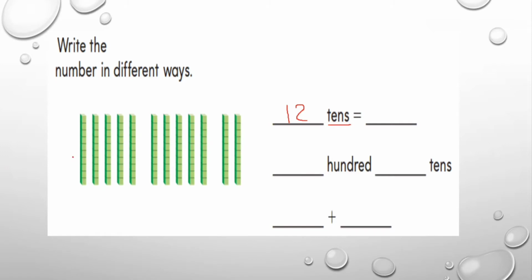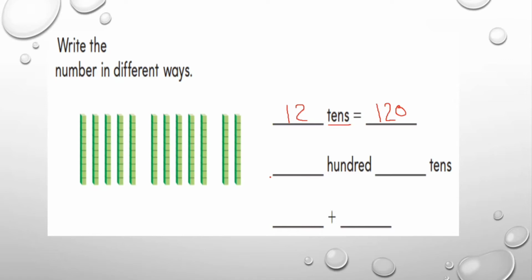Or we can count by 10 like that. We know each line represents 10, so it will be 10, 20, 30. So we jump 10 because each line represents 10. Let's count from the beginning. 10, 20, 30, 40, 50, 60, 70, 80, 90, 100, 110, 120, okay? So it's 12 tens. We can write it like that, 120, okay?